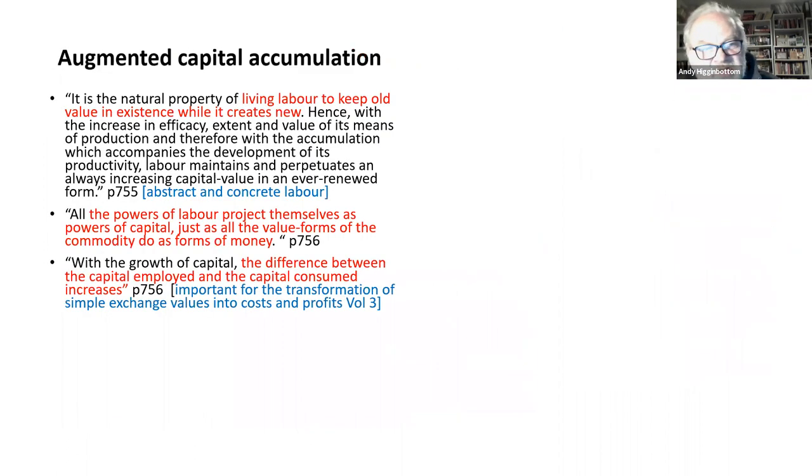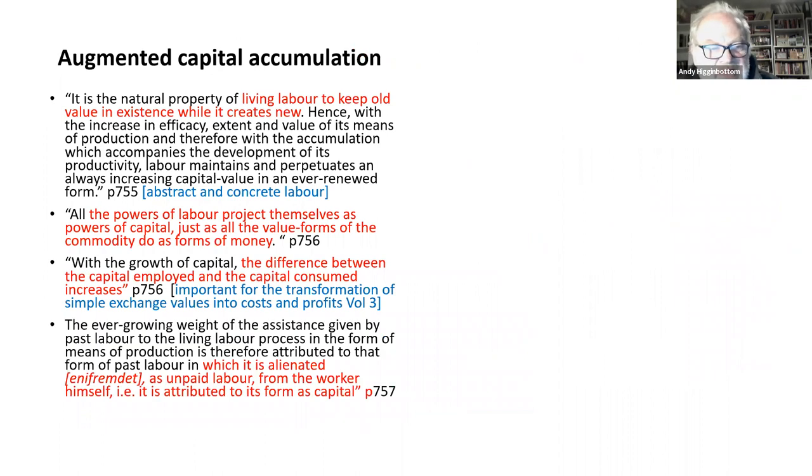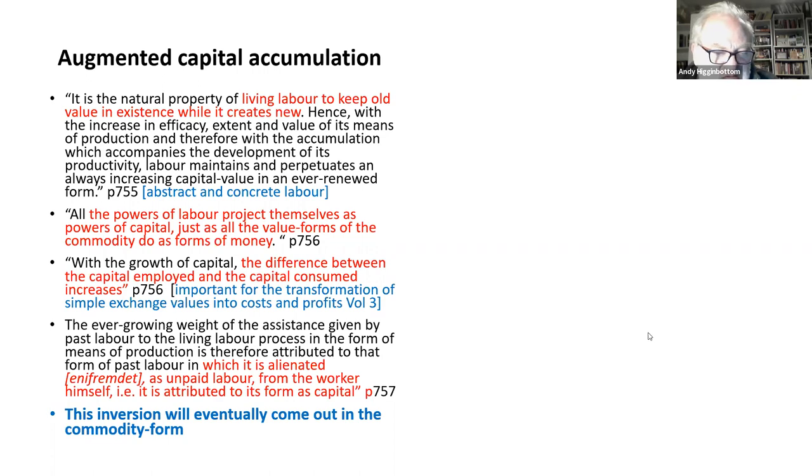So Marx is talking about how capital can augment its capacity to accumulate, okay? And there's several points here. And once again, we come to a second rendezvous of the question of inversion, right? I mentioned earlier the difference between capital employed and capital consumed, right? What Marx is talking about here is the increase in fixed capital.